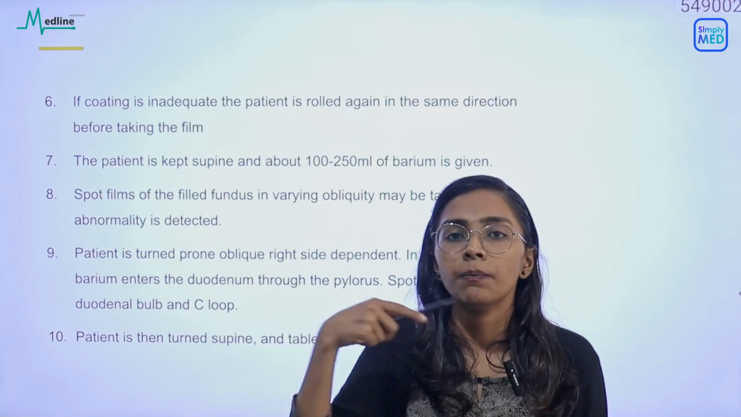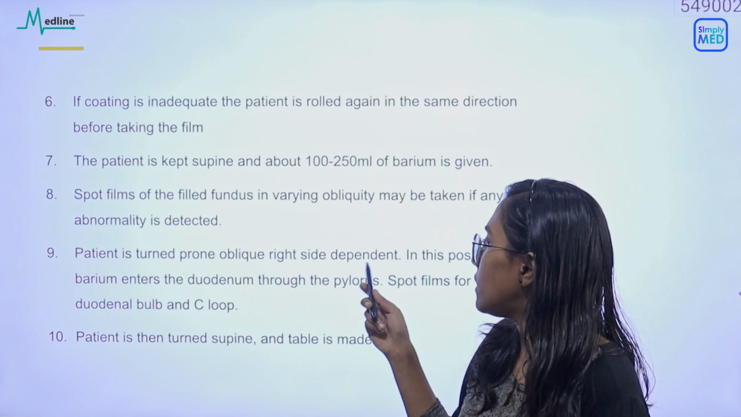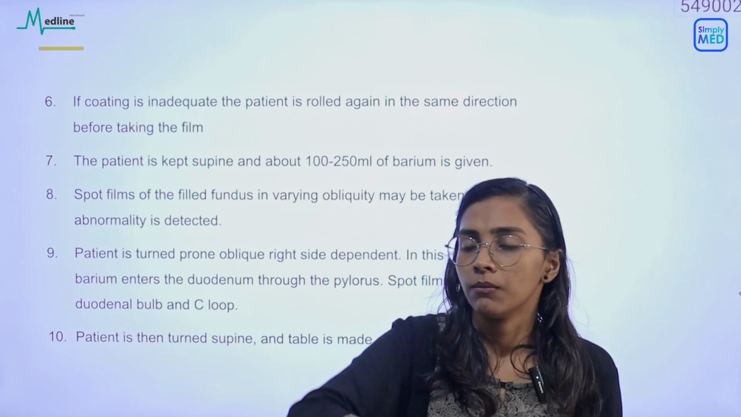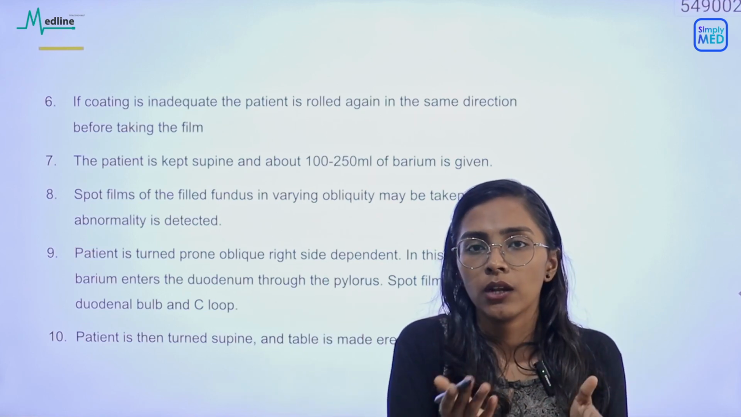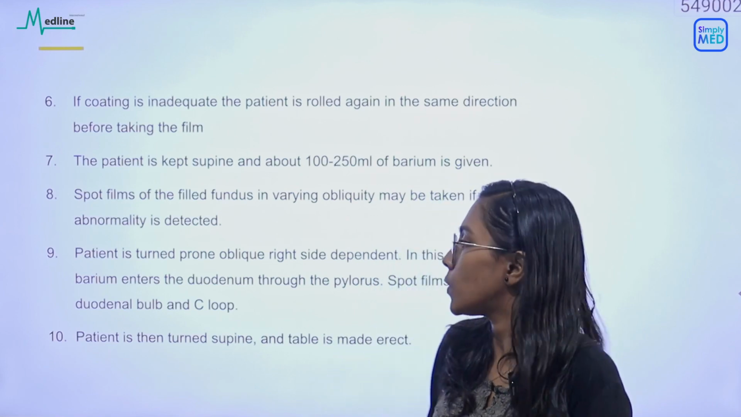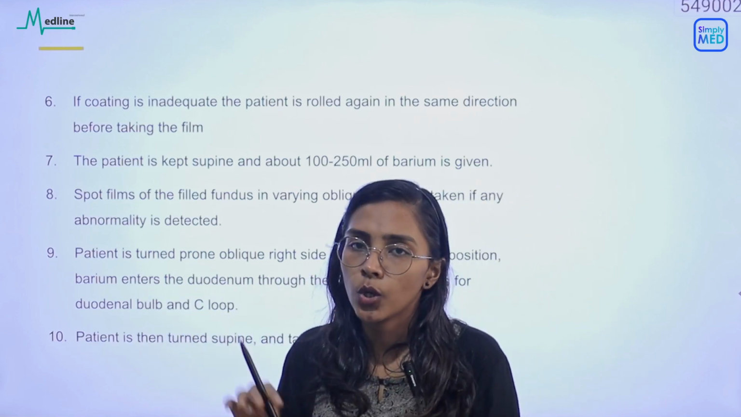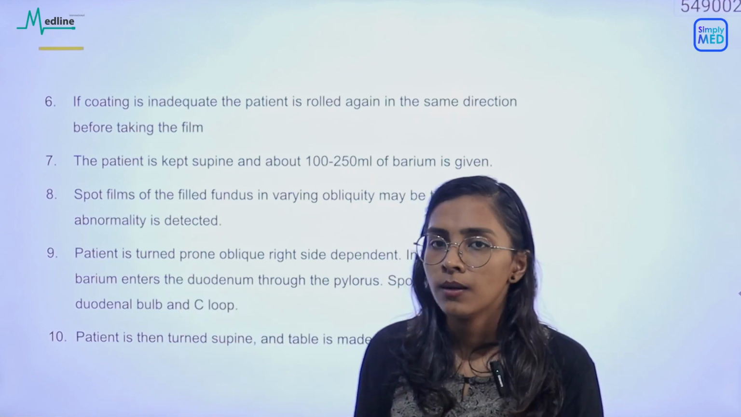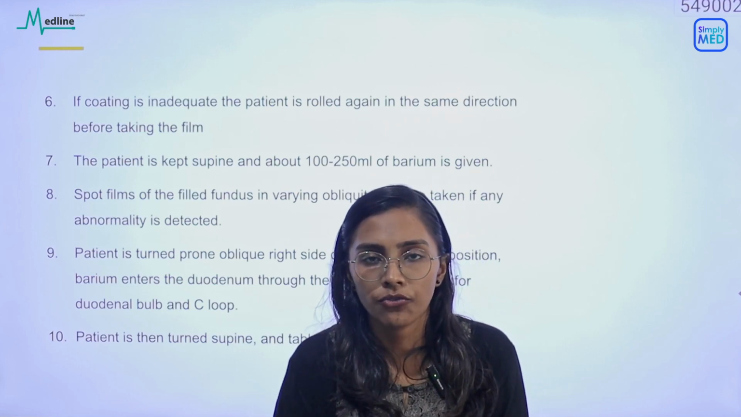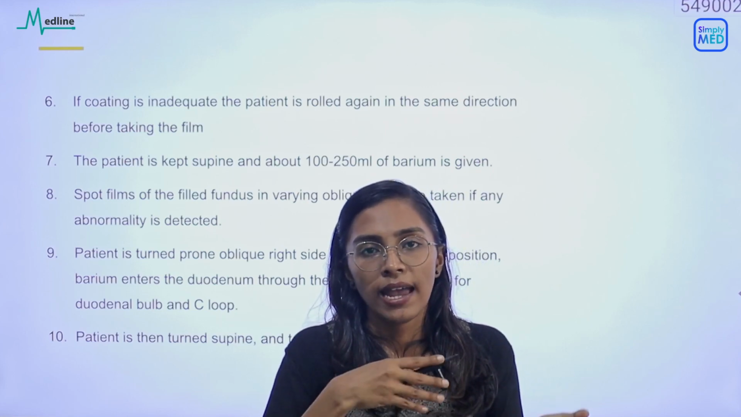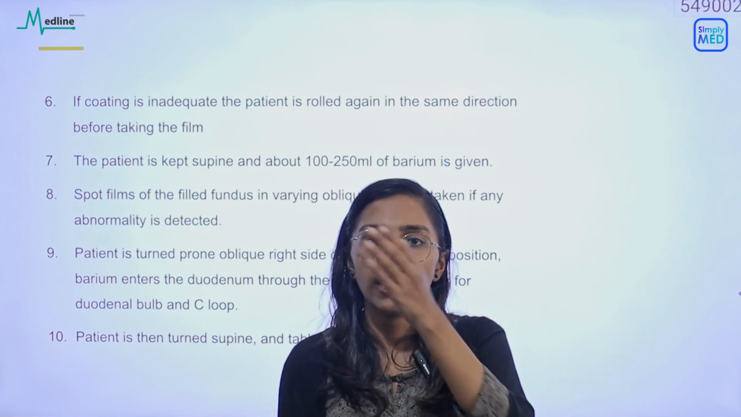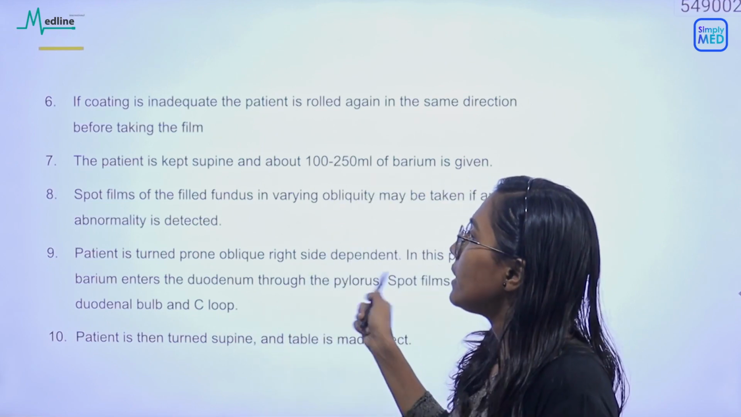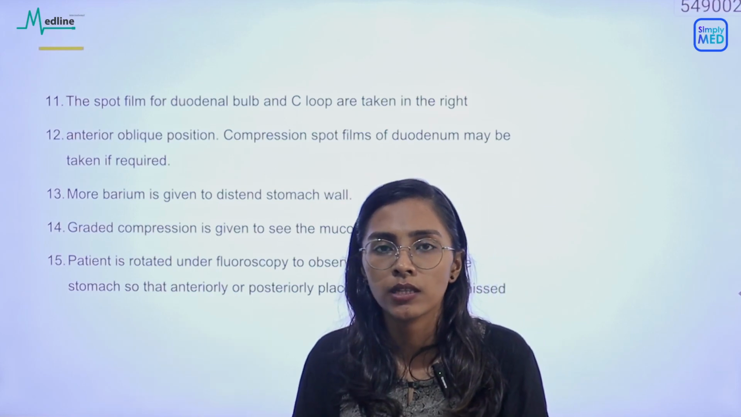Then the patient is turned prone, oblique right side dependent, that is RIO position. Then in this position, the barium will enter into the duodenum, right? So through the antrum and pylorus, the barium will enter into the duodenum, and we can take spot films for the duodenal bulb and the C loop. Then again the patient is turned supine. Okay, so now we have taken the spot films of the duodenum. We'll ask the patient to lie down supine, and we are making the table erect again. Okay, from the supine position we are making the table into standing position, and then we'll take spot films for duodenal bulb and C loop again.